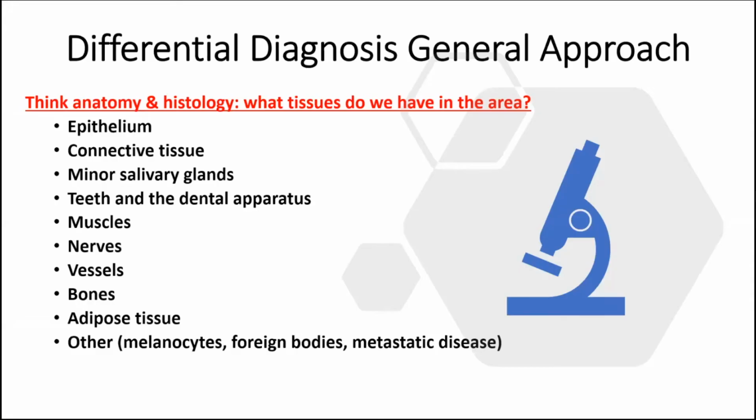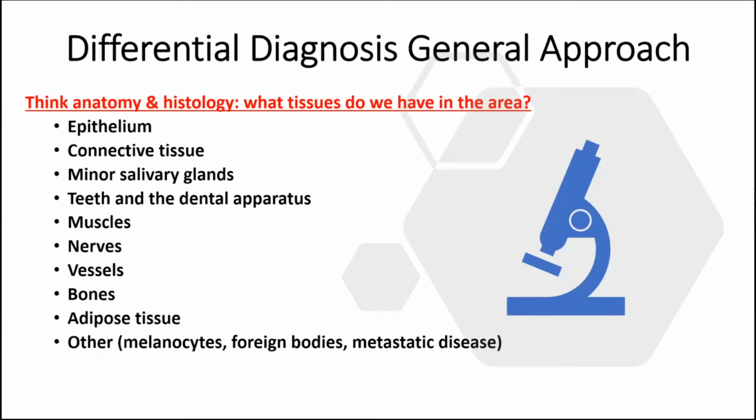When you approach a differential diagnosis of a lesion, that's usually the most difficult part, okay? You cannot recite a whole oral medicine book. No one can, all right? I cannot. So think of the anatomy and the histology. What tissues do we have in the area?